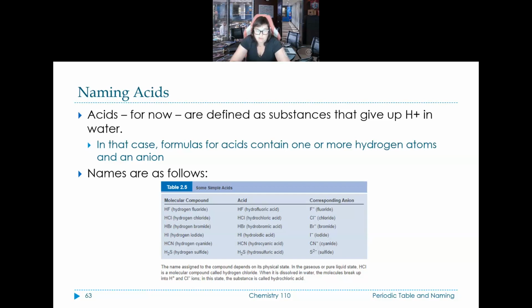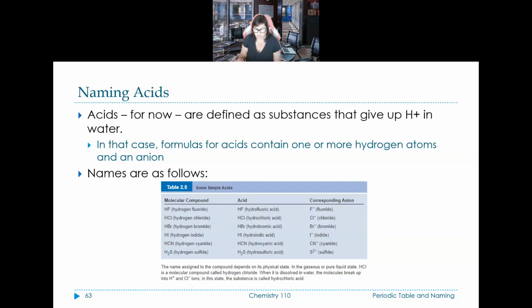Names are as follows. So HF is hydrogen fluoride. It's also an acid, so hydrofluoric acid. And the anion is F minus, which is fluoride. HCl, the molecular compound, is hydrogen chloride. HCl as an acid is hydrochloric acid. And Cl minus is the anion, which is chloride. Okay? If they're in this particular table, I want you to know what those names are.